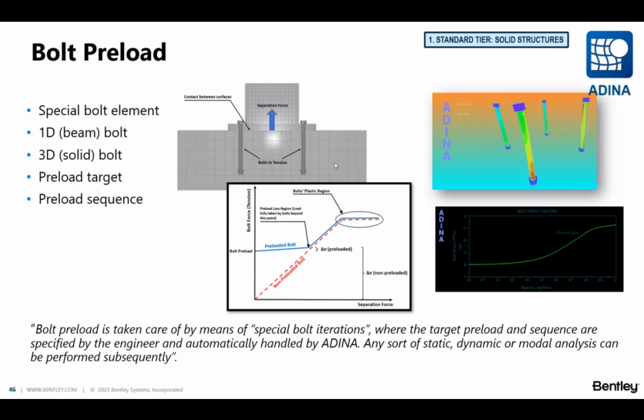On the other hand, the red curve is not preloaded. So what happens is that we start at 0 bolt tension, but as the separation force starts to act, all that force is being invested in stretching the bolt. So by the time we get to the preload loss region, both have the same level of tension, but of course the delta sigma, the increase in stress of the preloaded bolt, is significantly smaller than the non-preloaded bolt. So that is why we preload things when we want to limit or prevent fatigue.